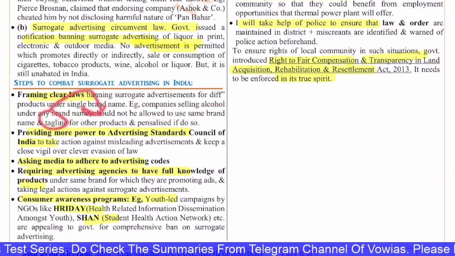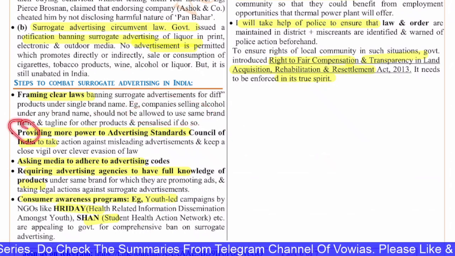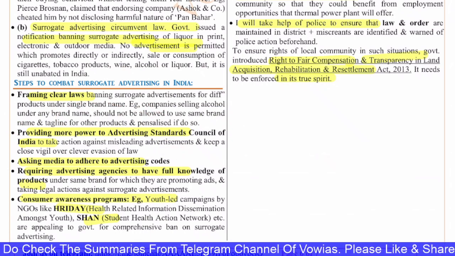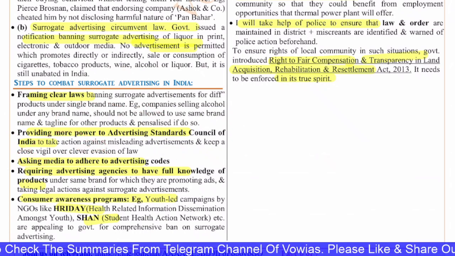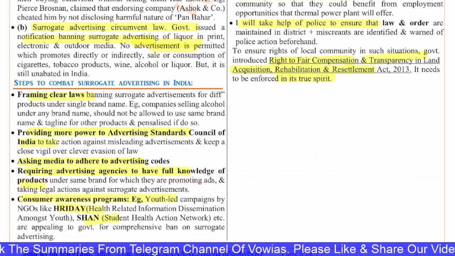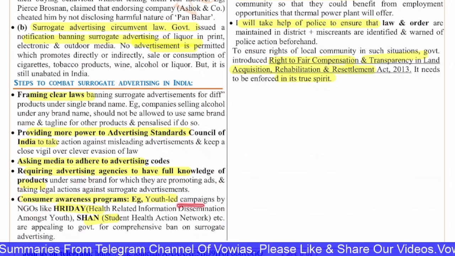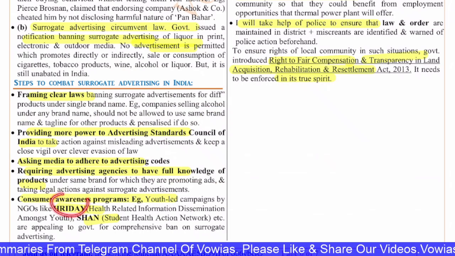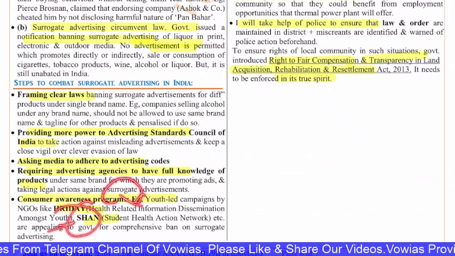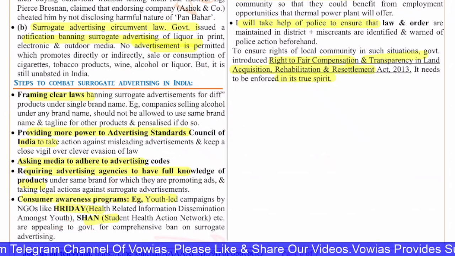Next, providing more power to the Advertising Standards Council of India so that they can take legal action for misleading advertisements, and asking media to adhere to advertising codes. Next, requiring advertising agencies to have full knowledge of the products under the brand name for which they are promoting the ads. Also, consumer awareness programs have to be conducted. Example, youth-led campaigns by NGOs like HRIDAY, which disseminates health-related information amongst youth, and SHAN, Student Health Action Network, etc., which are appealing to the government for a comprehensive ban on surrogate advertisement.